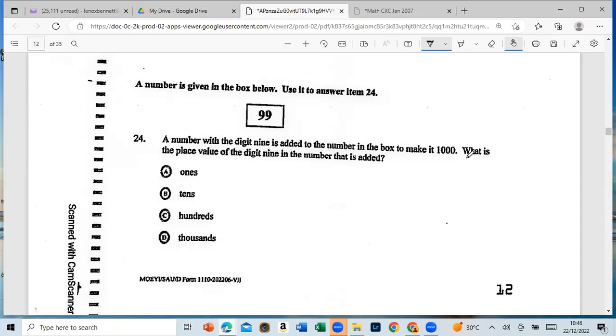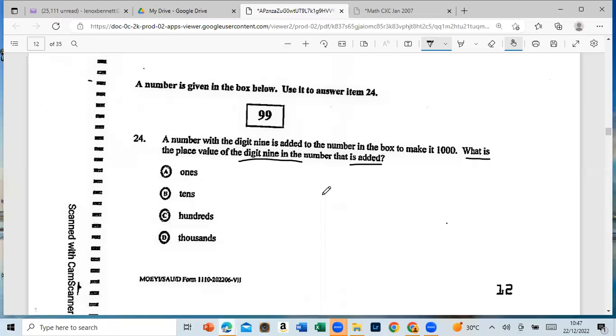What is the place value of the digit 9 in the number that is added? Read it very carefully. So we add a number to 99 to make it 1000. What is the place value of the digit 9 in the number that is added? 100.